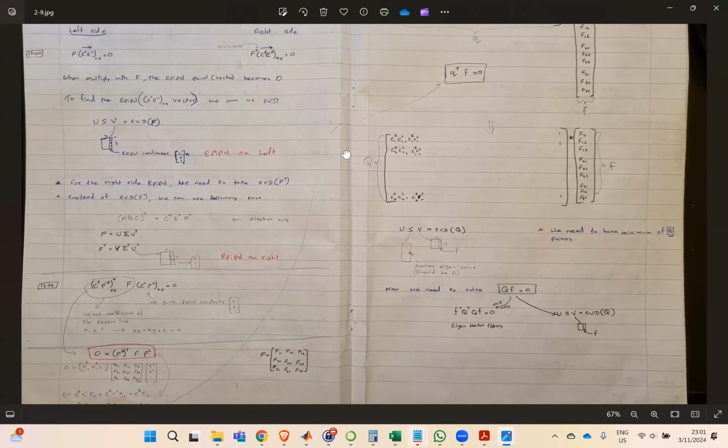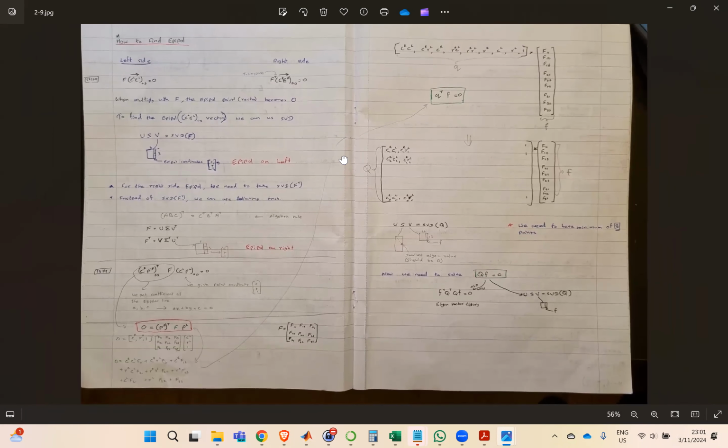Now, can you guys see the screen? This is the maximum I can. Can you guys see? Yes.